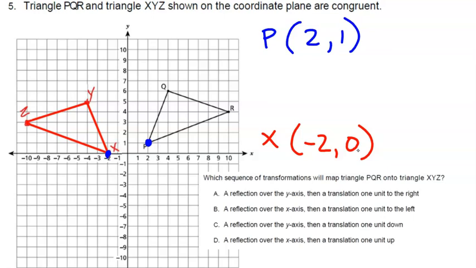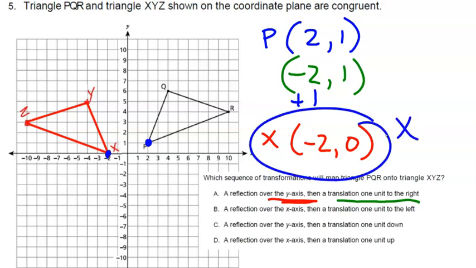So I'm trying to find a sequence that will take me from the blue point, P, to the red point, X. So it looks like the first option is a reflection over the y-axis and then shifting 1 unit to the right. Let's check the math on that. If you reflect over the y-axis, you will change the x coordinate. That would be my middle point, right before I get to my final destination. Now if I translate 1 unit to the right, I would be adding 1 to this x value. And that would not give me this number.